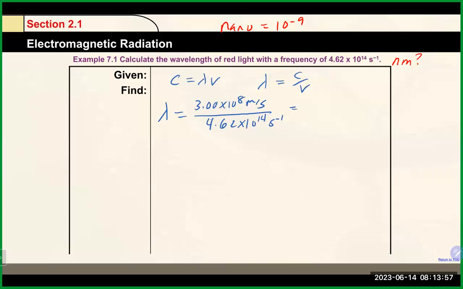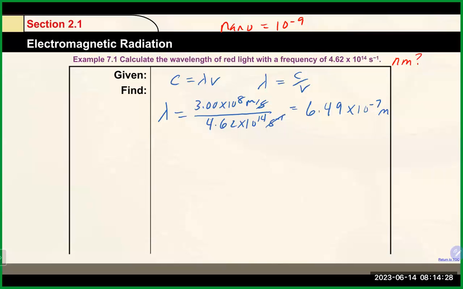Again, here we want to make sure that we use our exponent buttons. So 3, exponent button, 8, divided by 4.62, exponent button, 14, is going to give us 6.49 times 10 to the minus 7. The units here would be meters, as the reciprocal seconds and the seconds there would cancel each other out.